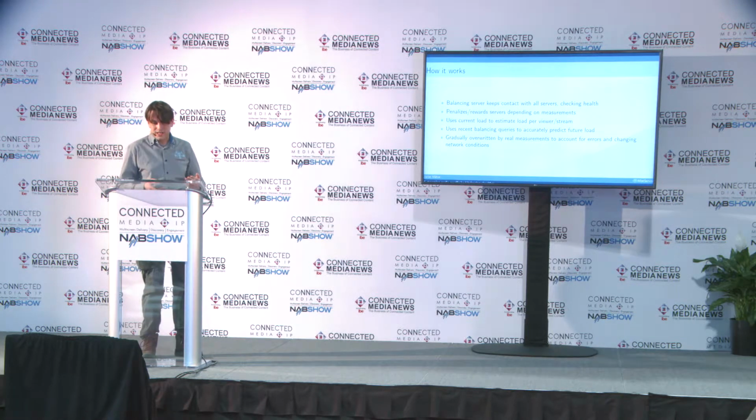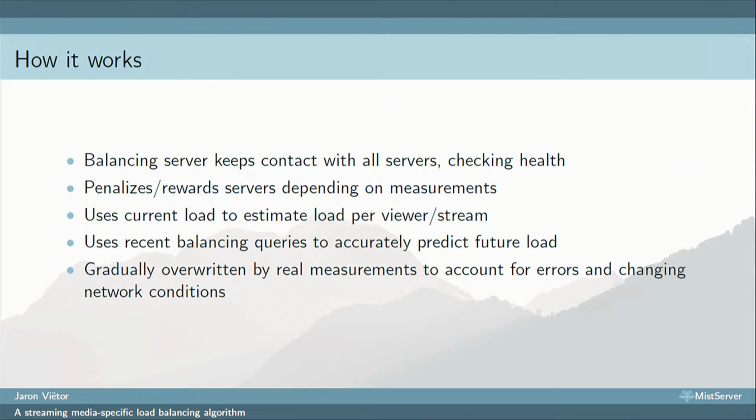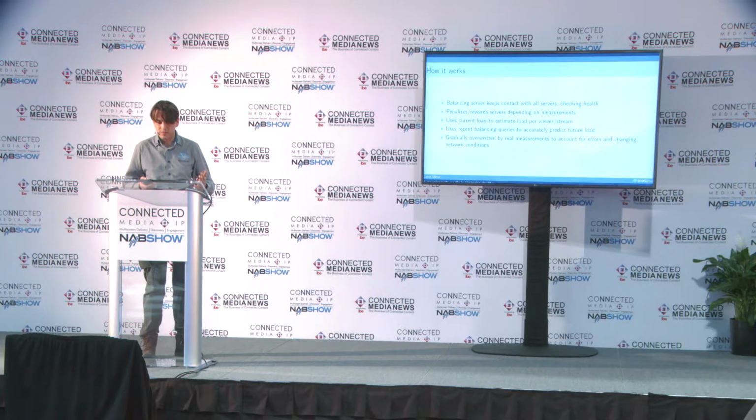Well, it works by the balancing server keeping a constant connection with all the servers it's balancing and checking their health. If the connection goes away, it assumes that most likely the server is having issues, or if it's getting slow, then we know that the server is probably also getting slow. It also actively gets the information about current CPU use, bandwidth use, RAM use, all that stuff. It penalizes and rewards servers in the internal balancing algorithm to make sure that the servers that are most healthy or the emptiest, or whatever combination works, get the most load.